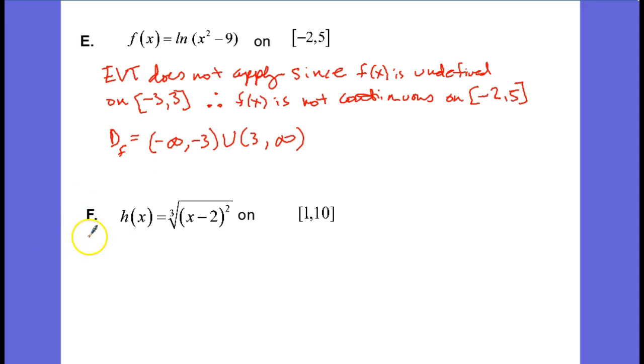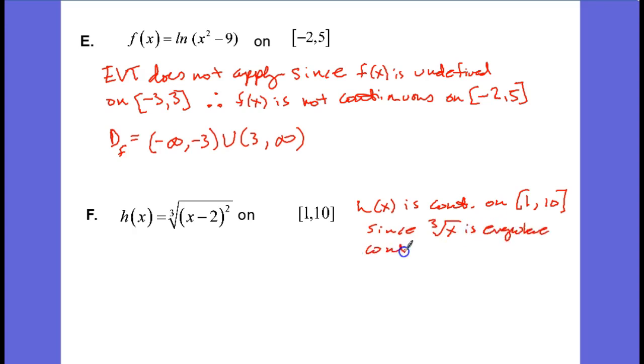All right, let's take a look at f. In f we have h of x equals the cube root of x minus 2 quantity squared, and big sigh of relief, that's an odd root, so we're not going to have any issues with imaginary numbers or anything like that. So h of x is continuous on 1 to 10, since the cube root of x is everywhere continuous.